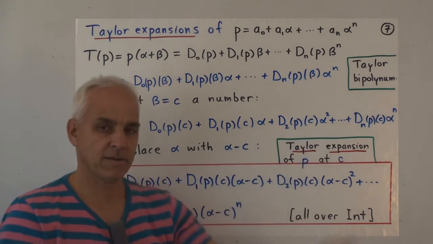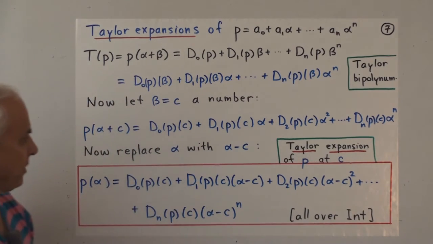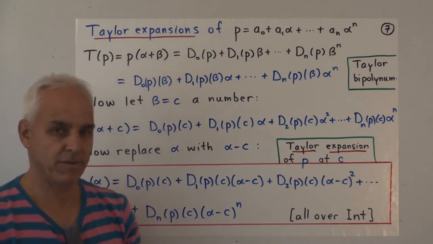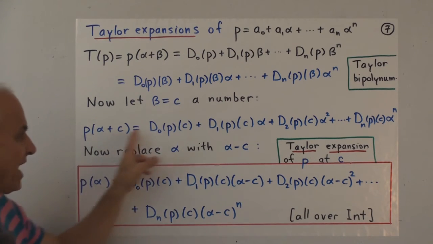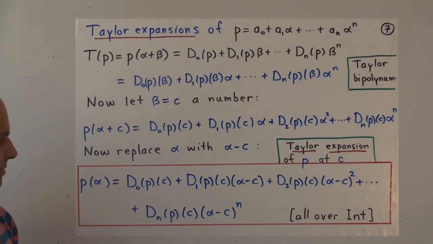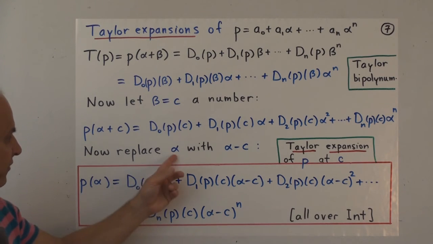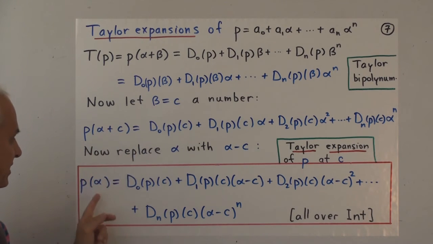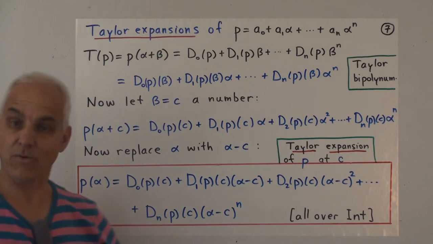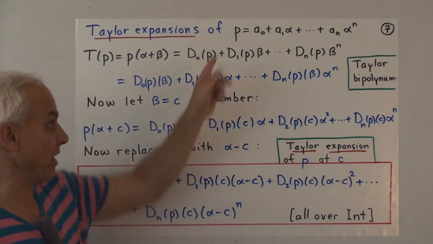That's quite a nice formula, right? You should stare at that formula. But we're going to modify it a little bit to make it a little bit more familiar. We're going to replace alpha now with alpha minus c. So we're going to translate this formula. So if we replace alpha here with alpha minus c, then on the left-hand side we'll just have p of alpha, which is, of course, the original polynumber we started with, namely that thing there.